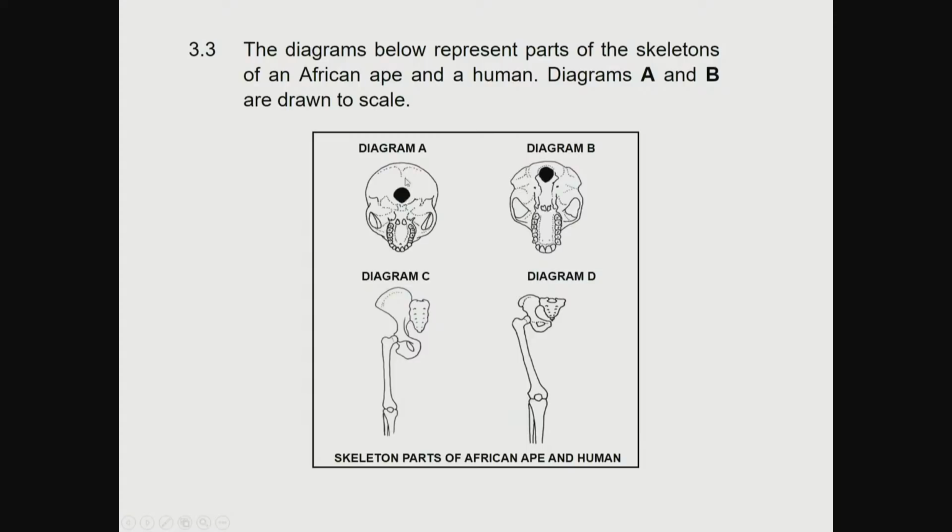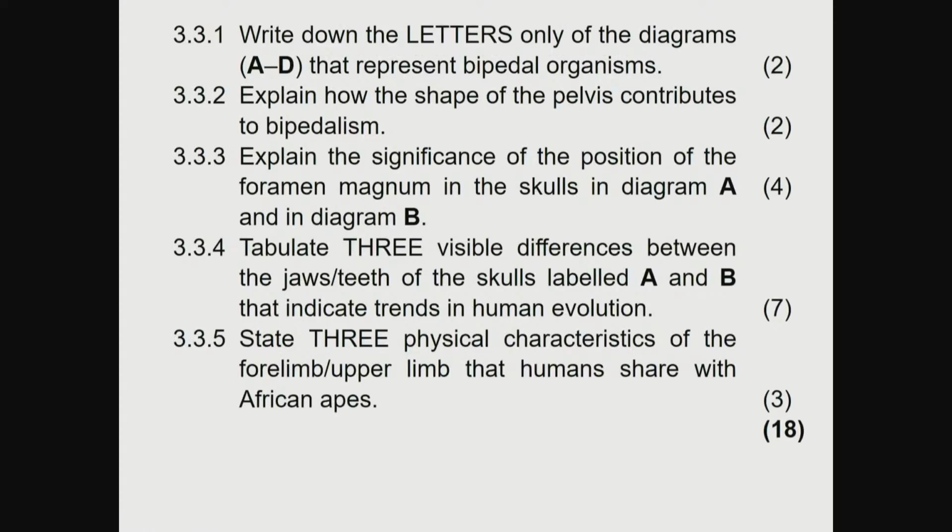Explain that the foramen magnum moves to a more forward position, whereas before it was more to the back below the skull. The pelvis goes from long and narrow to small, short and wide. Those are the differences that we can see, and you must always be able to explain the differences or tabulate three visible differences, and explain how the shape of the pelvis contributes to bipedalism. Long and narrow to short and wide.